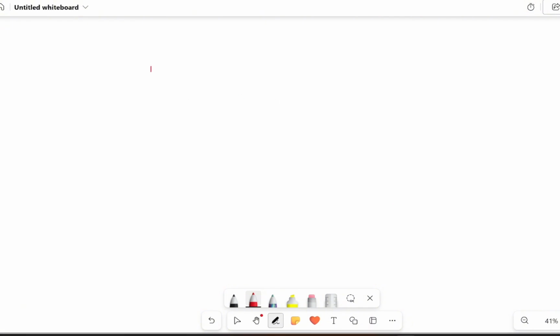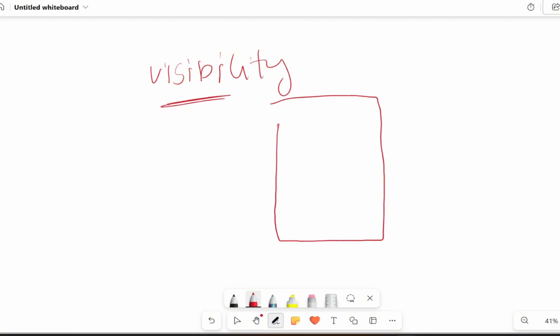When analysts talk about visibility, they are really asking one question. If something bad happens right now, where would we see it? And if the answer is we wouldn't, you have a problem. So, where does visibility actually come from? Not one place, but multiple layers. Let's start at the bottom.